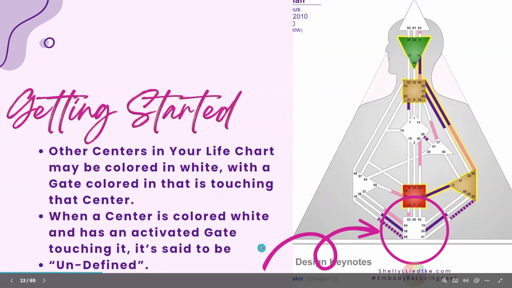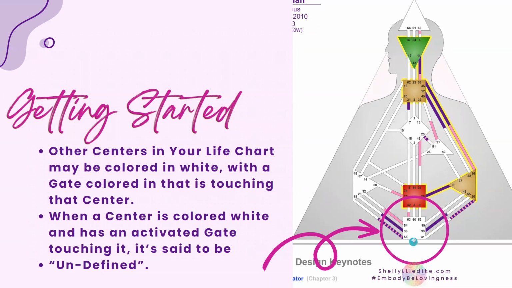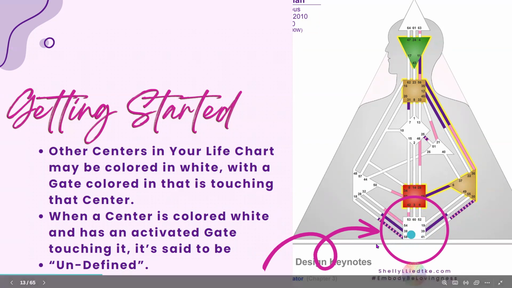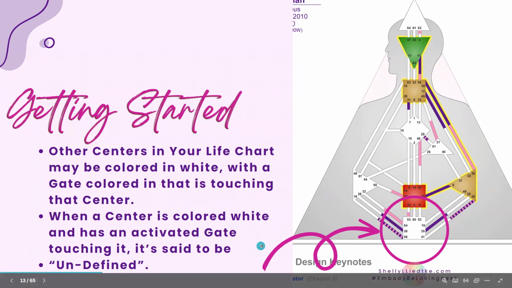Another case that can happen or situation that can show is that a center may be colored in white, and there's gates that are activated by planets that are touching it. And so that is called being an undefined center.